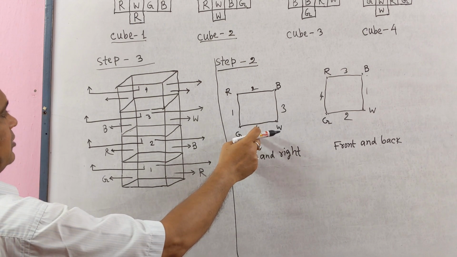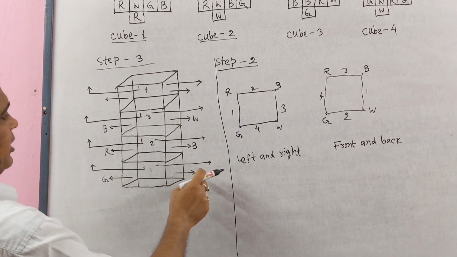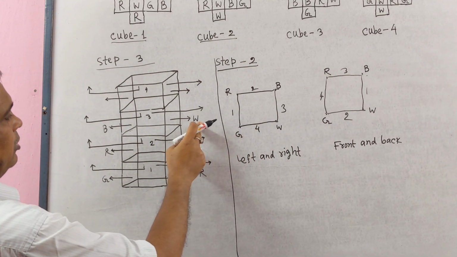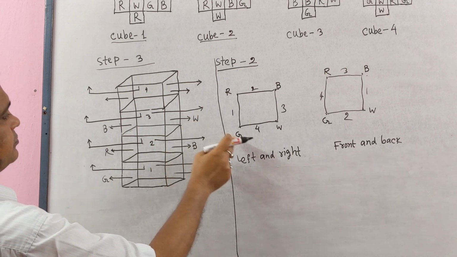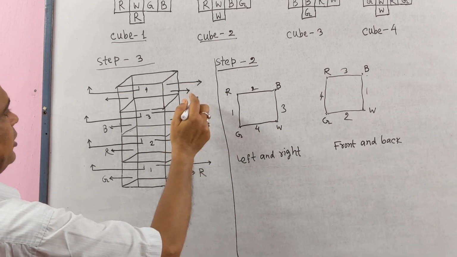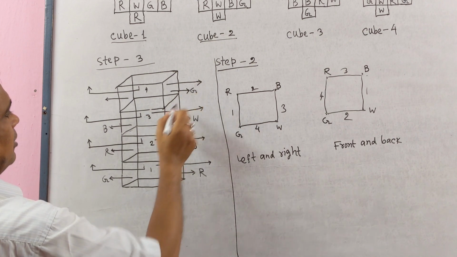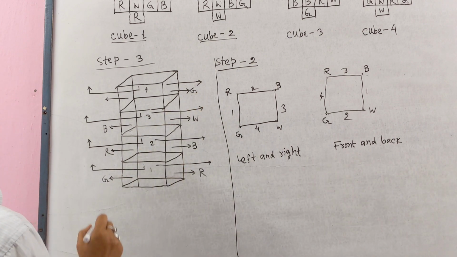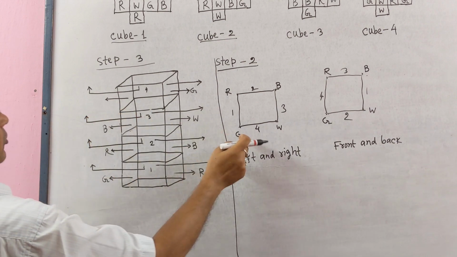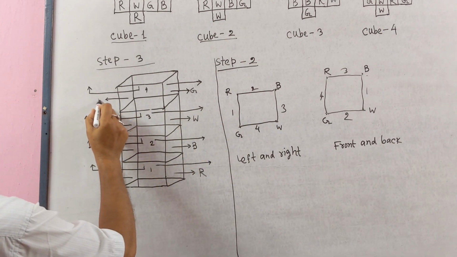In the fourth, here we have taken R, B, W and the rest is G. Here G and W, so we give the right face G, then the left face will be W.